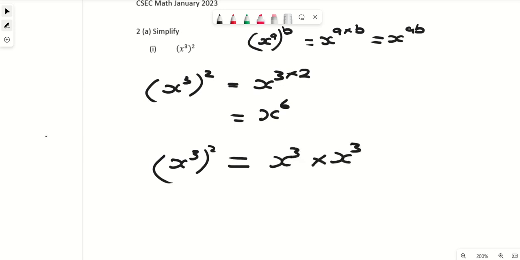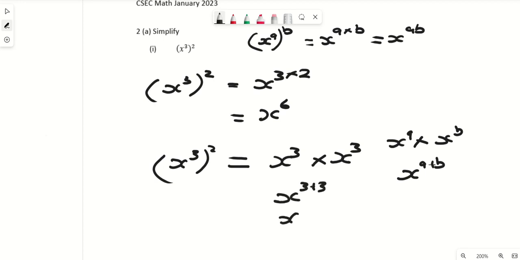And this is another law of indices. The next law of indices is if it is x to the power of a multiplied by x to the power of b, because my bases are the same, that is my x's, my powers will be added. So it will be x to the power of a plus b. So we can say x to the power of 3 plus 3, which is x to the power of 6. So you got the same answer.